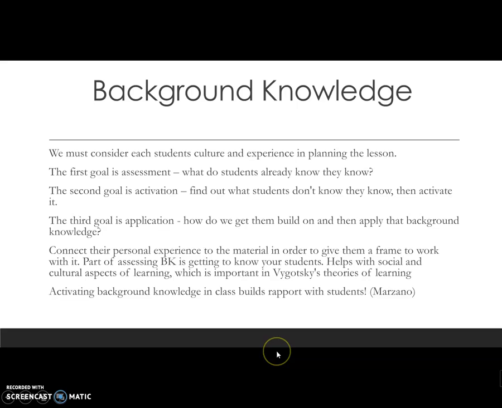Next thing I wanted to look at was background knowledge. So this is one of the next parts of our ELA schema here. Considering students' culture and experience in planning lessons.